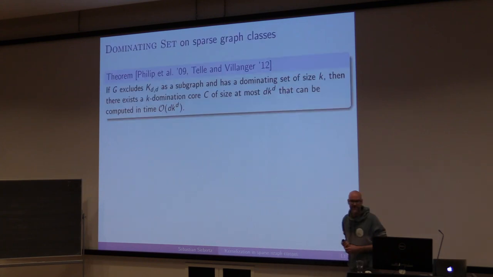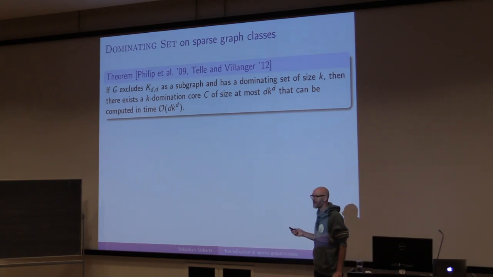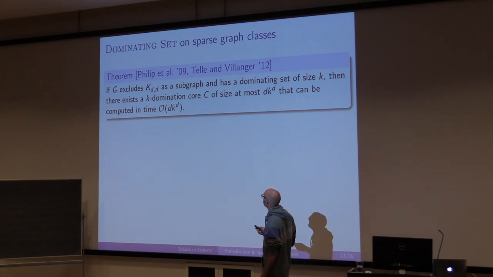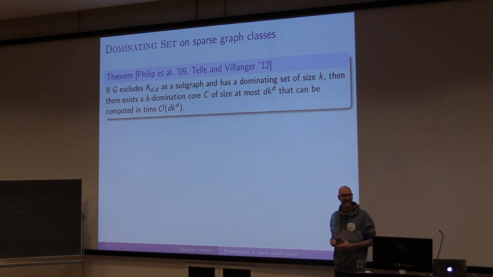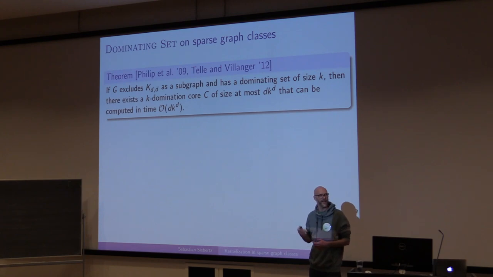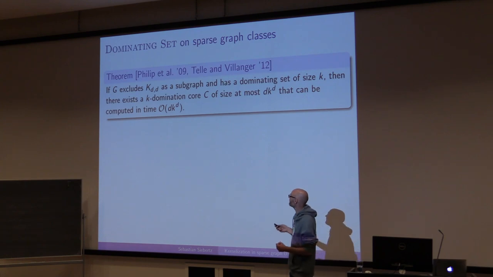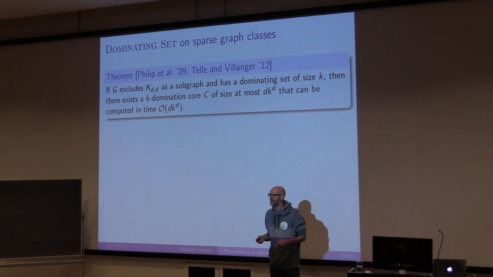So here is the result for biclique-free graphs, so that we get exactly this dichotomy that I was speaking about. If we have a graph class which excludes some biclique, so excluding K_{d,d} as a subgraph, yeah, then if we have a dominating set of size k, then we will always find a domination core of polynomial size which can be computed efficiently. Yeah? And if not, we can tell that there is no such dominating set. Right? And now, how does it lead to a polynomial kernel finally?